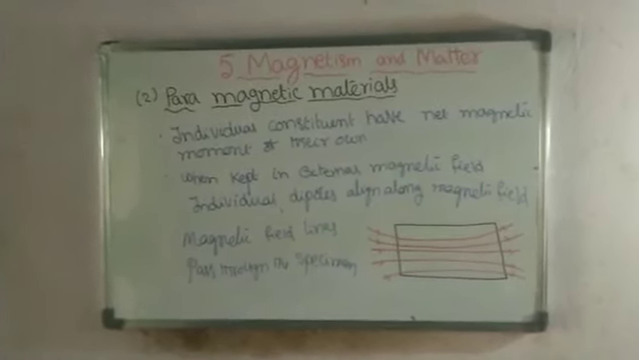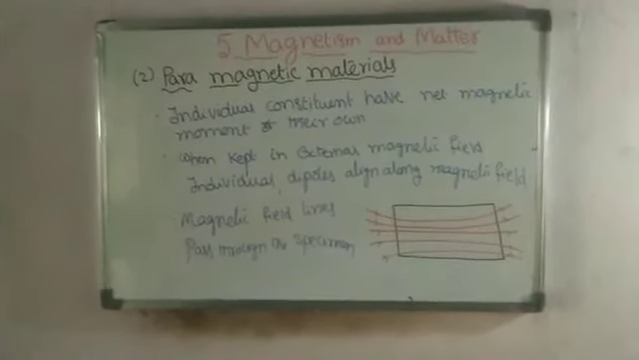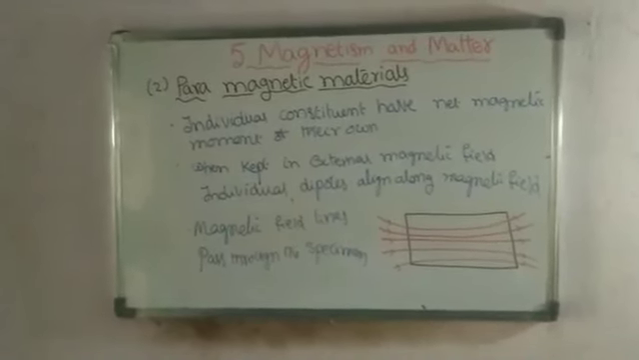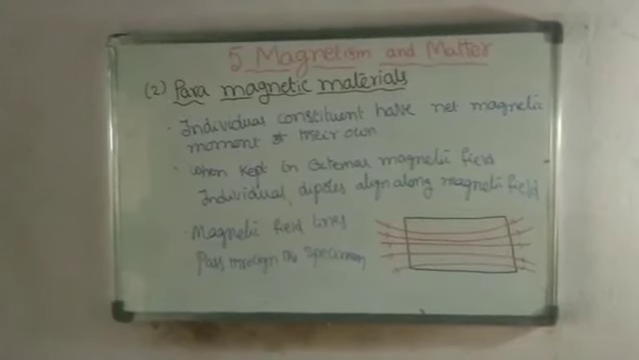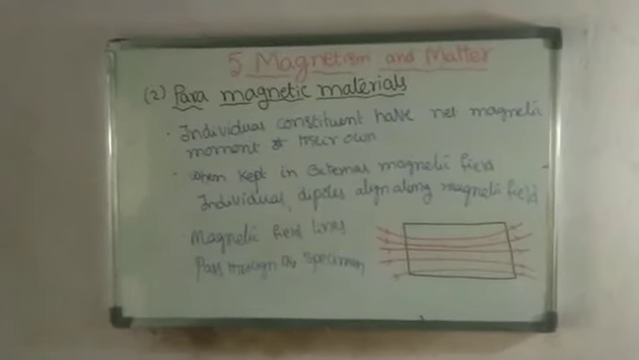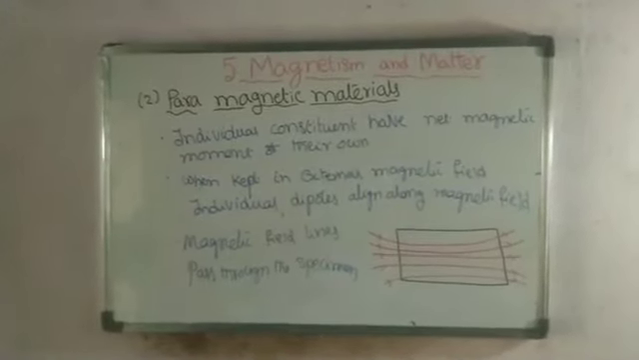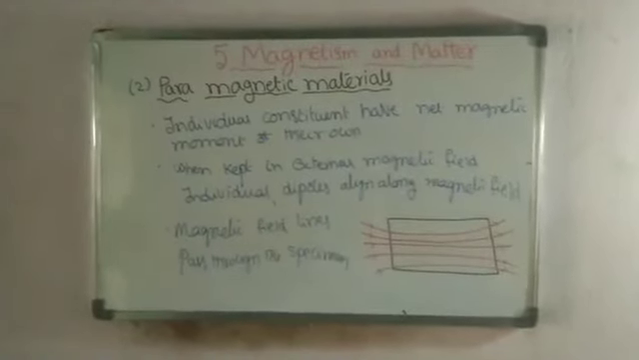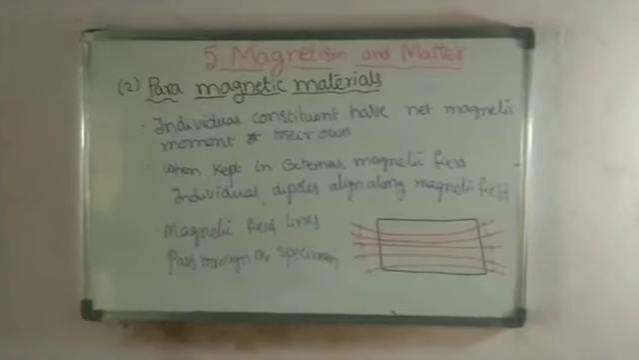Whereas in diamagnetic materials, the dipoles are aligned opposite, so they repel. Hence the field lines cannot pass through diamagnetic materials. But in a paramagnetic material placed in a magnetic field, the dipoles are aligned along the field, so the magnetic field lines pass through the specimen as shown in the figure. See the diagram, the red lines represent the magnetic field lines. Those field lines pass through the specimen when it is a paramagnetic material.